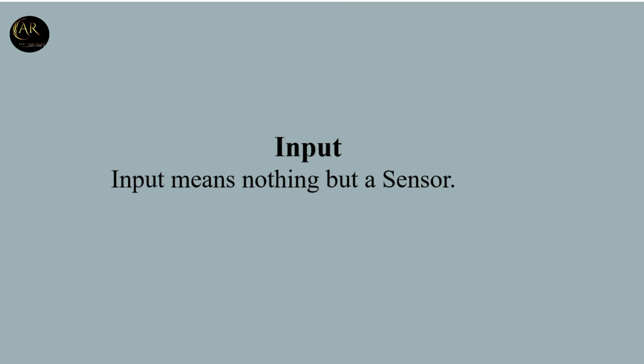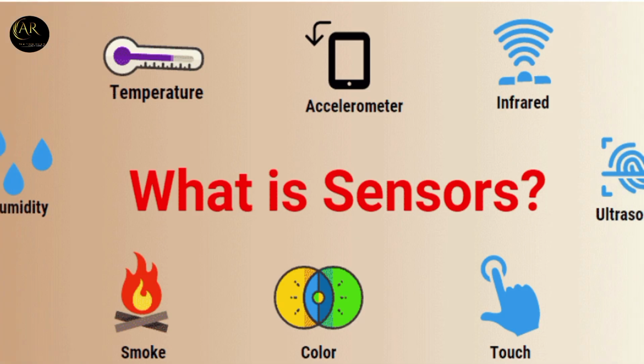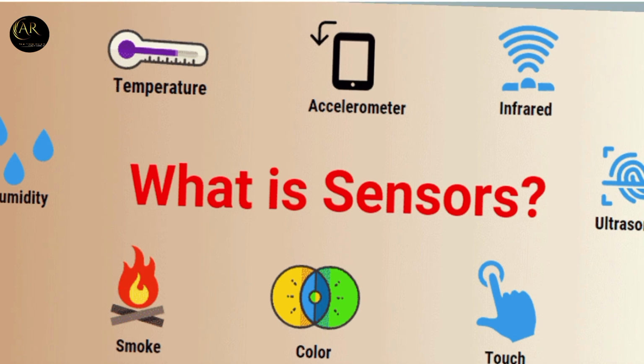And next we see input and output. Input is nothing but a sensor. There are different types of sensors like temperature, humidity, color, smoke, touch, ultrasonic, infrared, everything. These are the different types of sensors. In the next slide we will see what a sensor is.